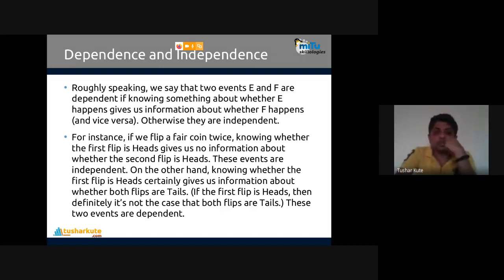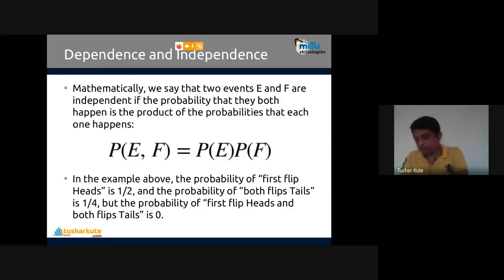On the other hand, knowing the first flip is heads certainly gives us information about whether both flips are tails. If the first flip is heads, then definitely it's not the case that both flips are tails. So these two events are dependent. Getting it? If the first is heads, then both flips are not tails. That's why they are dependent. That kind of dependency and independency can be found.